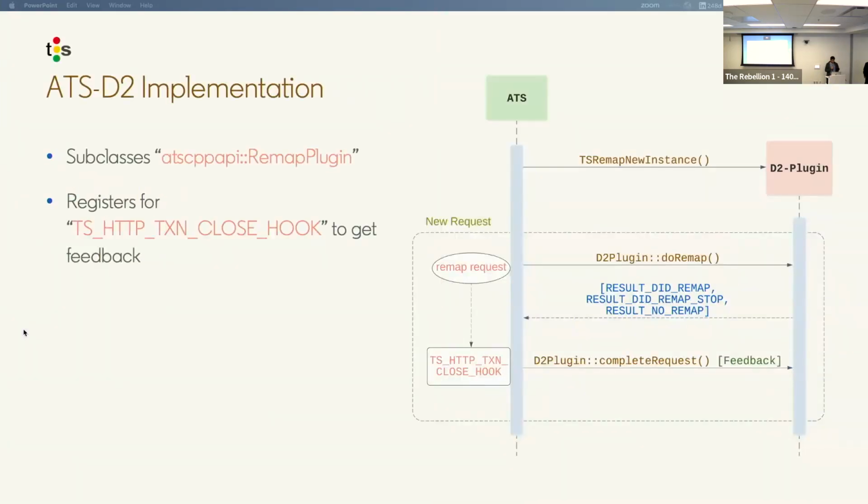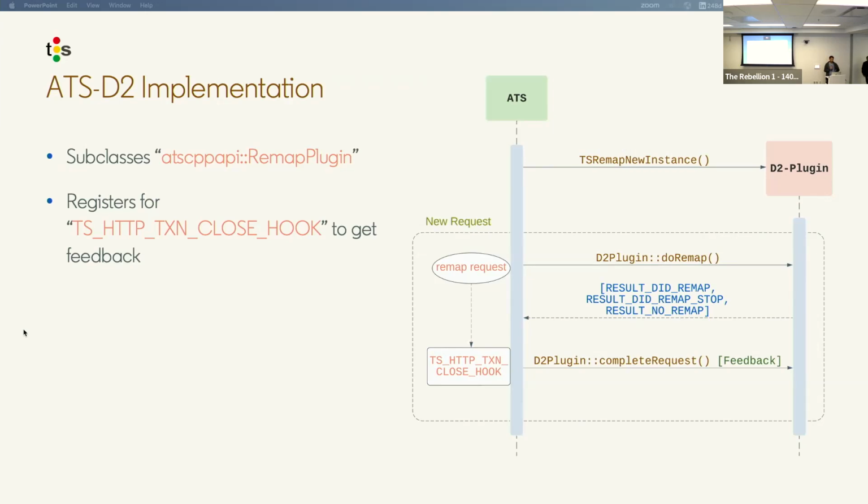We implemented the D2 plugin by using the C++ API, and it's a subclass of the remap plugin. Here we see how ATS interacts with the D2 plugin in this sequence diagram. When ATS boots up, I guess it creates a new instance of the D2 plugin for every remap line where it is being used with the appropriate parameters. And when the request comes in, D2 will try to remap the request, and it can return either of these three status codes that we see in the diagram.